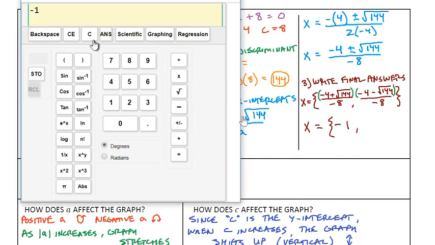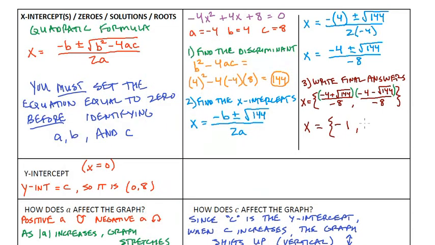Now let's put the same equation in, only now we're going to do minus the square root of 144. So we've got parentheses for our numerator, -4 minus the square root of 144. Close the parentheses on the square root if that's what your calculator requires, then close the parentheses on your numerator, and then divide that by -8. Press equal, and you've got +2. So now we know that our x-intercepts are -1 and +2. And that's how we use the quadratic formula.